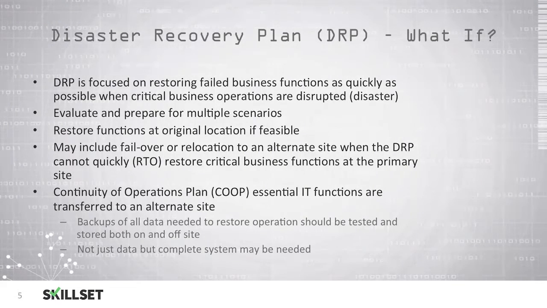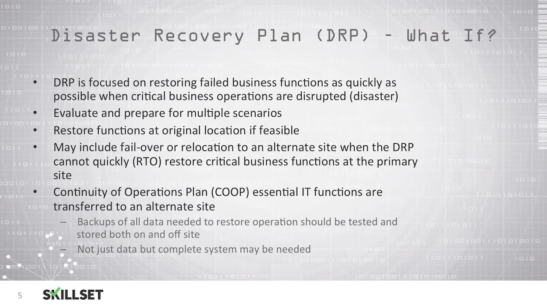Your continuity of operations plan, or COOP plan, is where your essential IT functions are transferred to an alternate site. You'll need to make sure that you have backups of all your data so that you can restore your entire operation. These backups should be tested on-site as well as off-site. You would not want to relocate to your alternate site only to learn that your backups were not functioning properly, and now you don't have any of the data that you need at your new site.